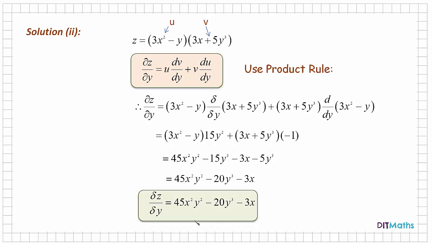Finally, to get the second order partial derivative d2z dy squared, we differentiate this function with respect to y, keeping x constant. So differentiating 45x squared y squared will give 2 times 45x squared, which is 90x squared y, and differentiating minus 20y cubed, we get 3 times minus 20, which is minus 60. Take 1 from the power, we get minus 60y squared. And if we differentiate 3x, we get 0 because this is considered a constant. So finally, the second order partial derivative d2z dy squared is given by 90x squared y minus 60y squared.